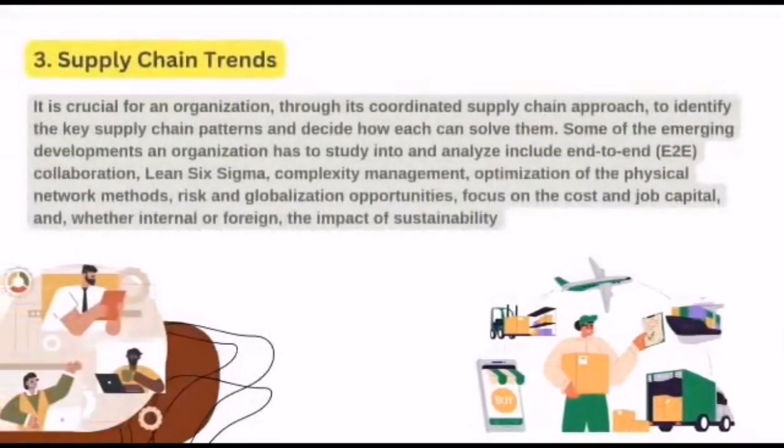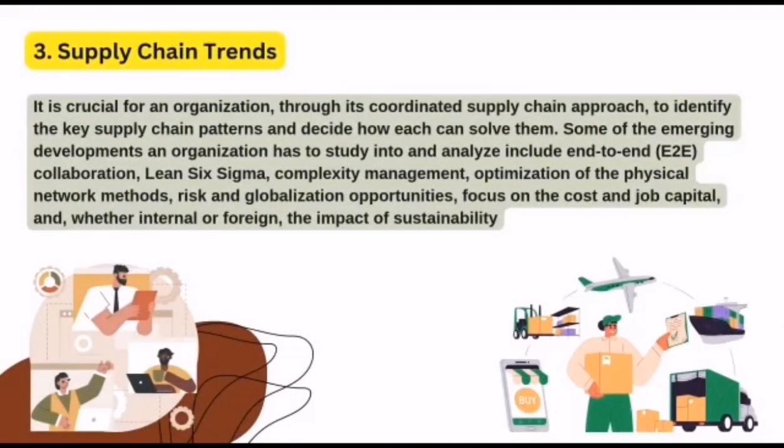Number 3, supply chain trends. In today's dynamic business environment, organizations must adopt a coordinated supply chain approach to remain competitive and responsive to market demands. This involves identifying key supply chain patterns and understanding how to address the challenges they present. Here are some of the emerging developments an organization has to study. End-to-end collaboration. This collaboration refers to the integration of all stakeholders in the supply chain, from suppliers to customers, by fostering strong communication and cooperation across all levels. Organizations can enhance and improve overall efficiency.